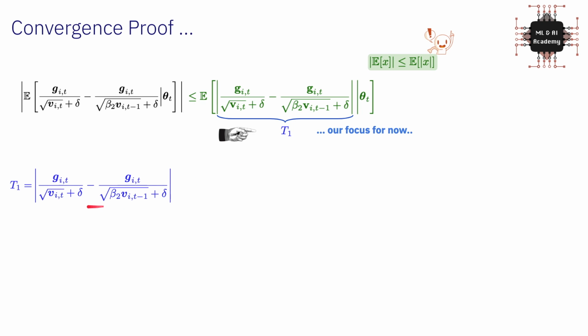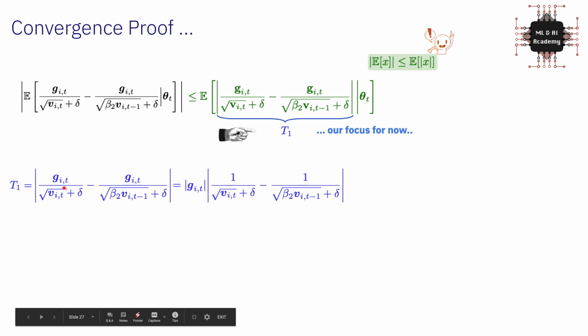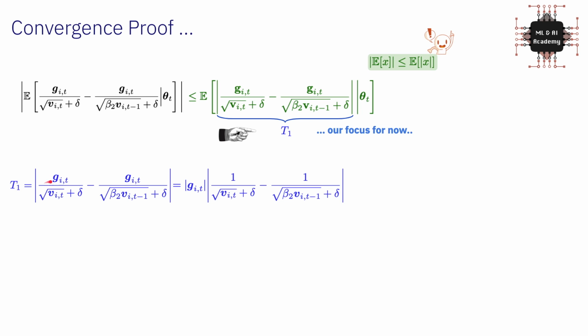So let's call this term T1, right? And T1, as you see here, is nothing but g_it over square root of v_it plus delta, minus g_it over square root of beta2 v_{i,t-1} plus delta. So now what we can do is take g_it as a common factor. That will be the absolute value of g_it multiplied by 1 over this denominator minus 1 over that denominator.